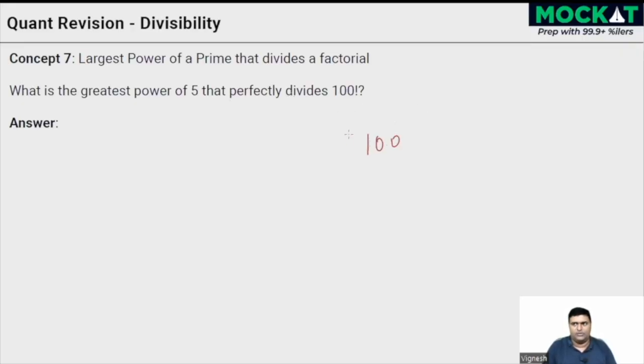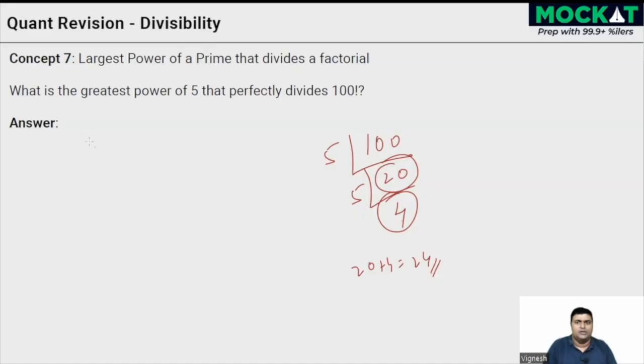Take 100, what we have seen, successively divide by 5 and note down the quotients. 20 and 4, then it becomes 0. So we stop here. Add up all the quotients. So 20 plus 4 equals 24. So for 100 factorial, the largest power of 5 which perfectly divides it is going to be 24. 24 becomes the answer here.